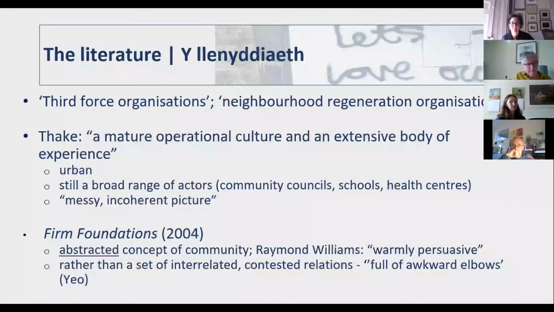Certainly, where you can identify, as Stephen Thake does, a mature operational culture and extensive body of experience, and I'm specifically drawing that out with respect to experience, and I'll return to that in a moment. Nevertheless, it does still tend to be very urban focused. And it still has quite a broad range of actors. And I've only left this specific bit in because I was made aware that there were going to be lots of people from lots of different backgrounds, organisations, sectors, and the like.